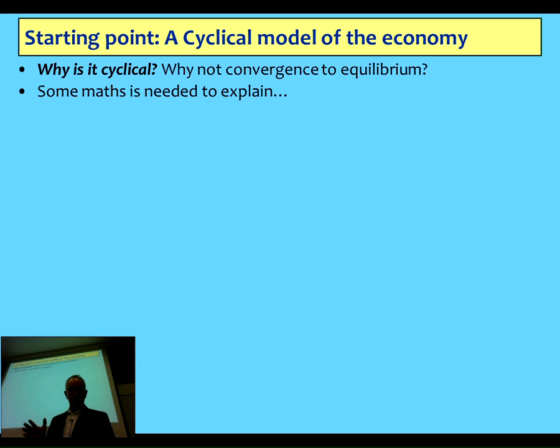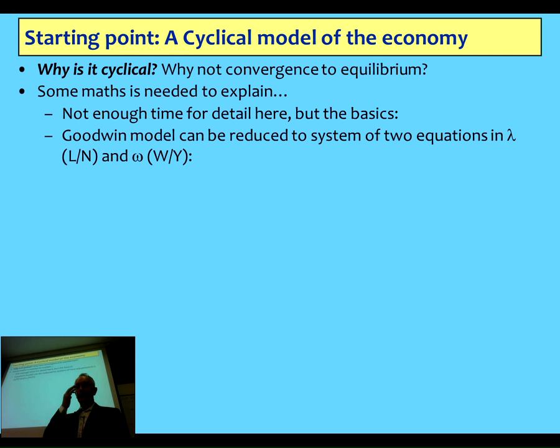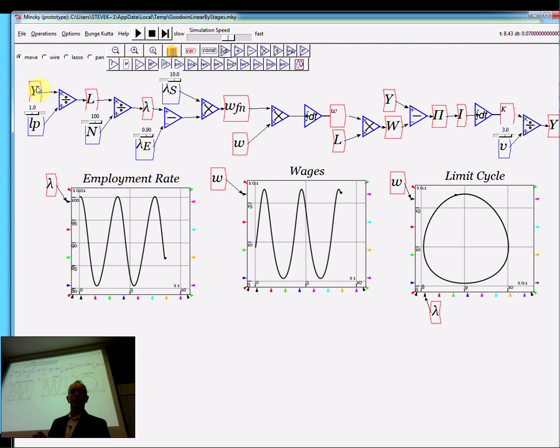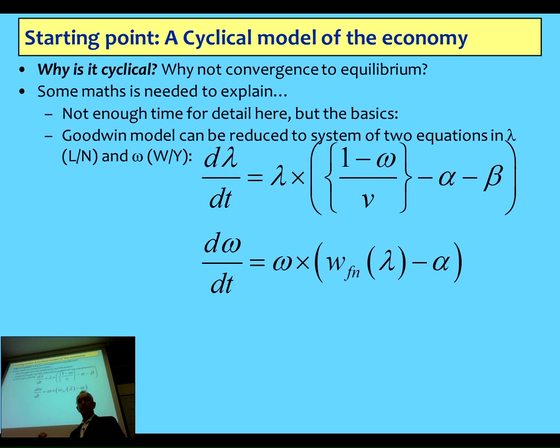But I need to give you some maths to explain why, and I can't go into the full details given it's only 5 lectures. If you take that model, so far I've shown it to you in terms of absolute levels: output, wages, etc. But if you analyse the model and ask whether you can reduce it to a couple of fundamental determining variables, it comes down to 2 ratios: the employment rate and the workers' share of output. And when you put it in those terms, you get a set of what are called reduced form equations.